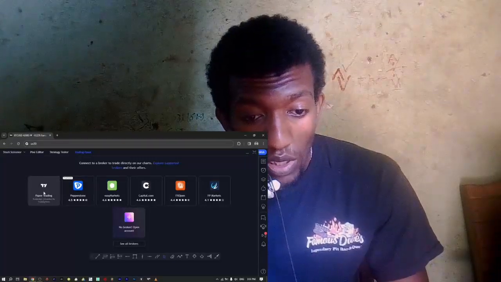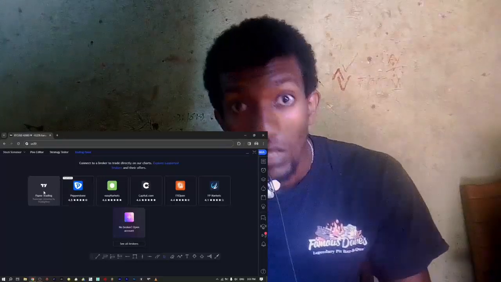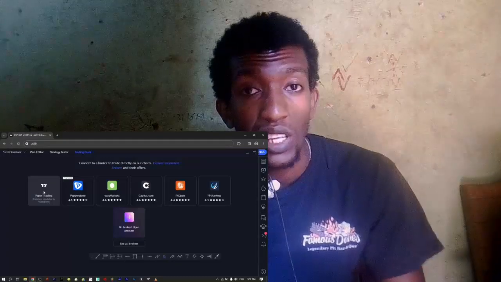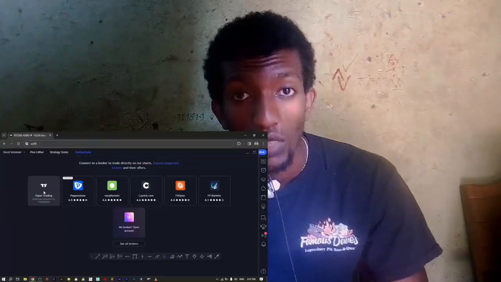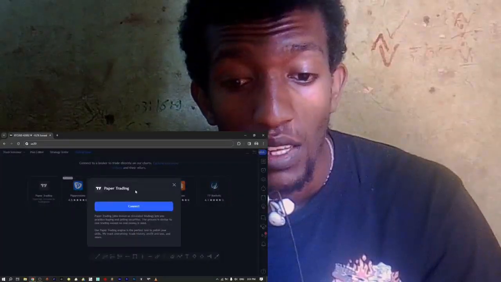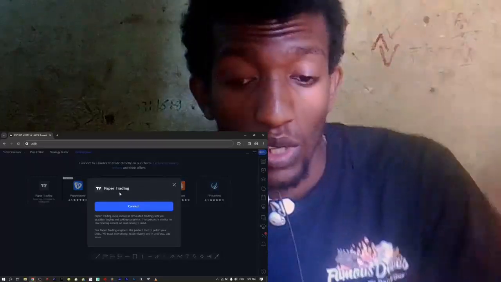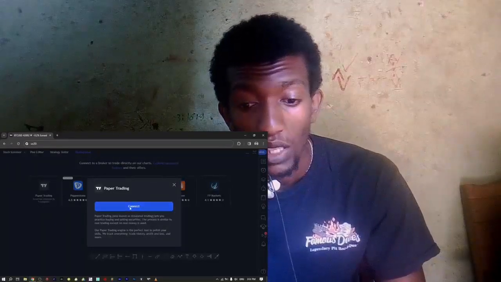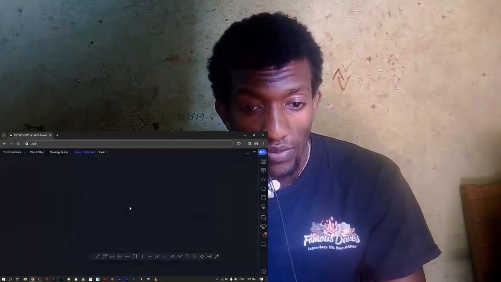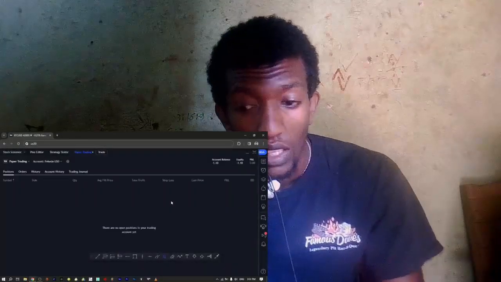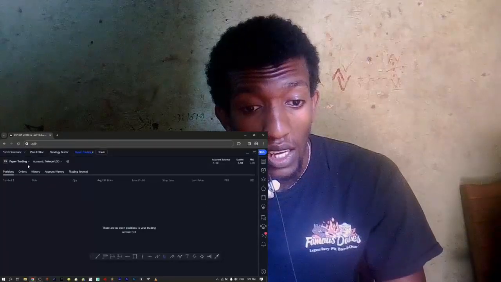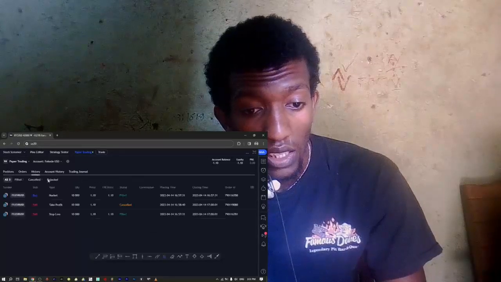Right here you will see paper trading. Paper trading means it's simulated, it is fake, it is demo, it is demonstration money. You will not get any money if you win, and you will not give any money if you lose. Just click paper trading, and then just click connect. That's all you have to do, and as you can see, they have given me money. It is $10,000, I think.